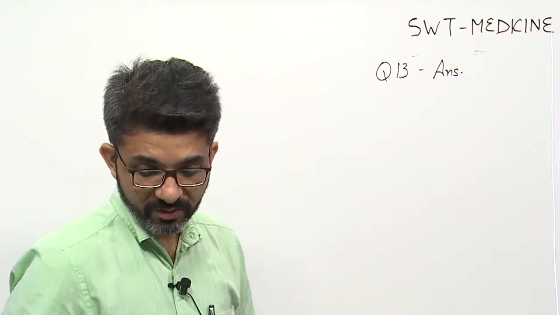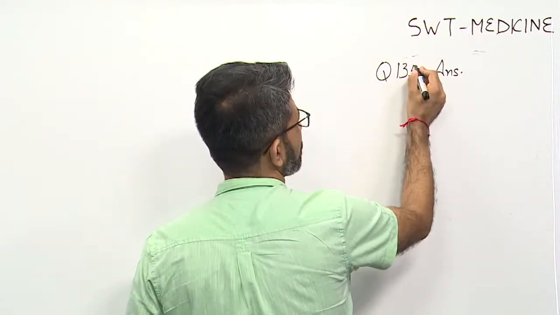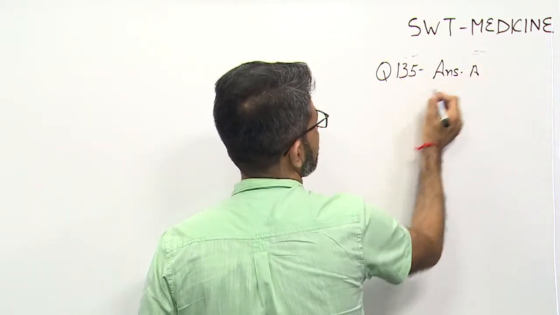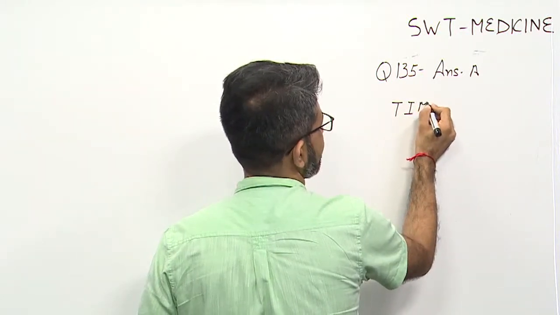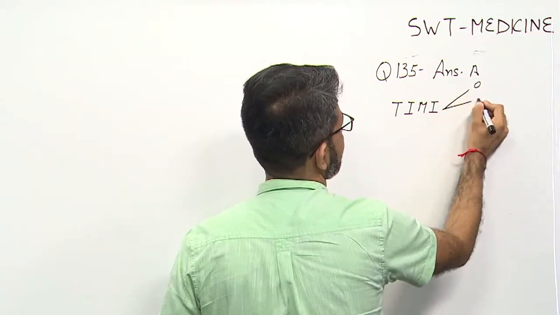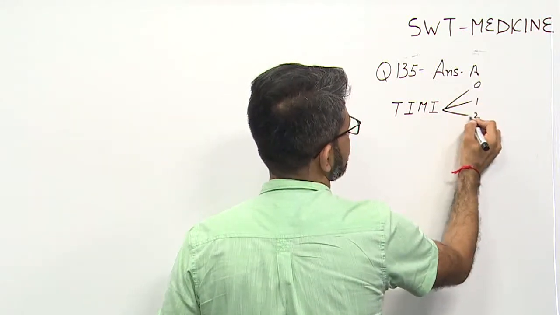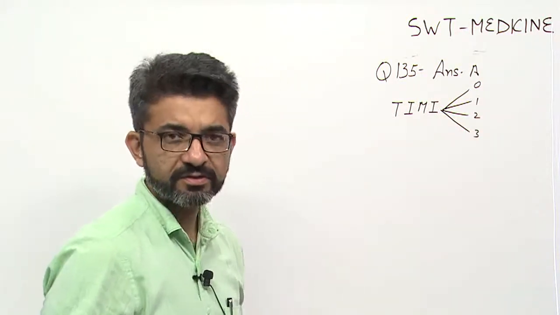Next is question number 135. This is regarding TIMI score. Answer is A. TIMI score is very important. We have to learn it by heart. 0, 1, 2, 3.